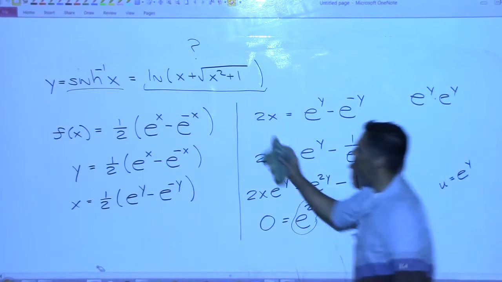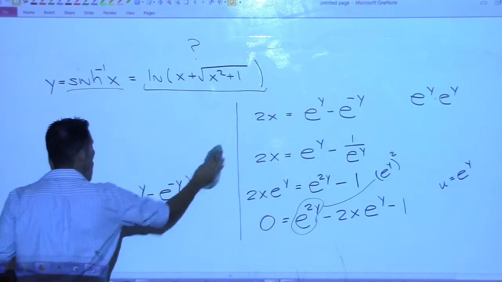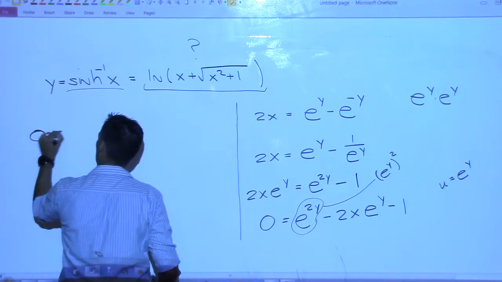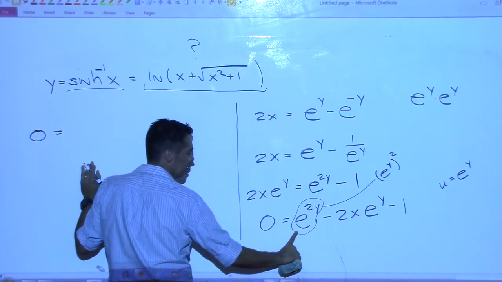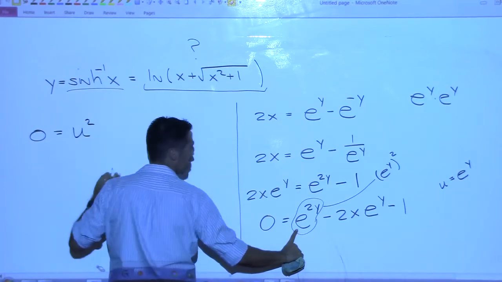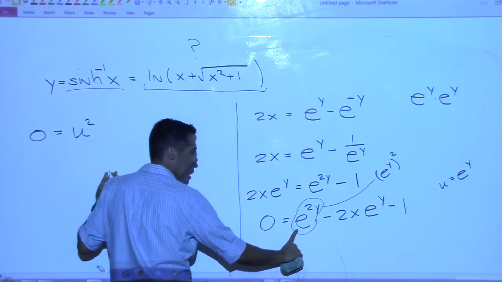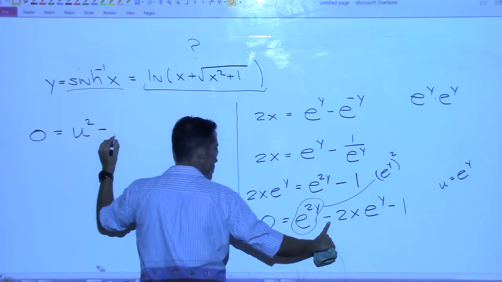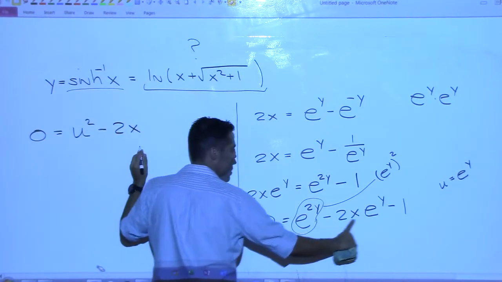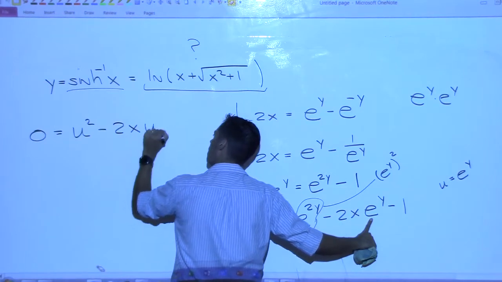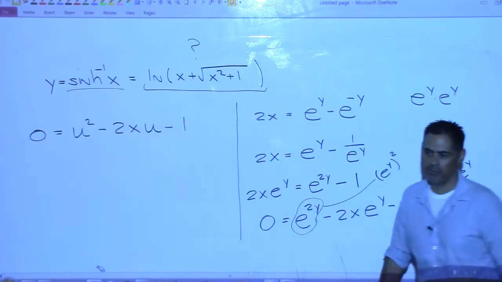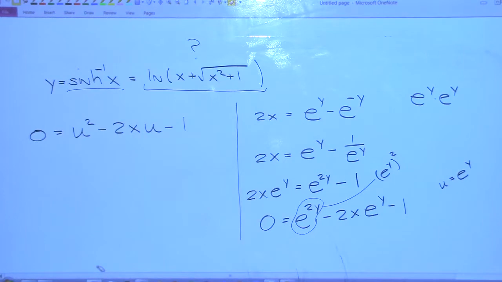So let me rewrite this equation I have. It's 0 equals, what does this become? u squared, right? u squared. That's e to the y squared minus 2x times u minus 1. Right? All right, now you're used to seeing this. I'll leave that on the board for now. But you're used to seeing this from college algebra and pretty much all of Cal 1 also.